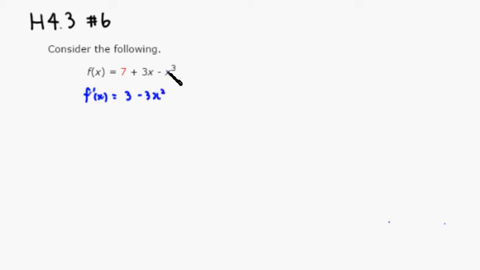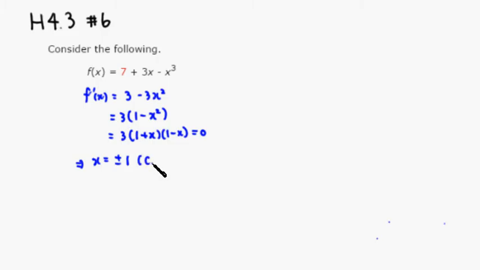If you clean that up, you pull out 3 and have 3 times (1 minus x squared), and we know we can factor this as (1 plus x) times (1 minus x). If you set that equal to 0, we have critical numbers. So x is equal to plus or minus 1. These are the critical numbers.